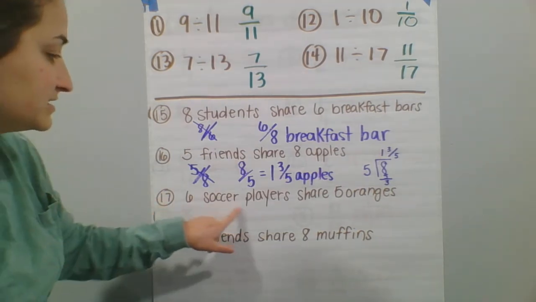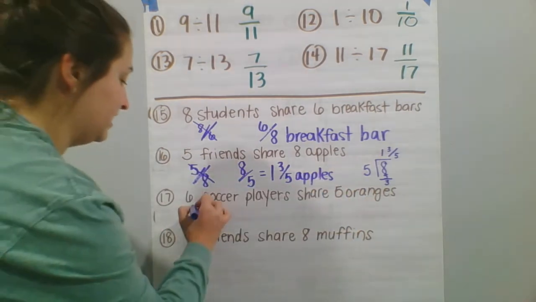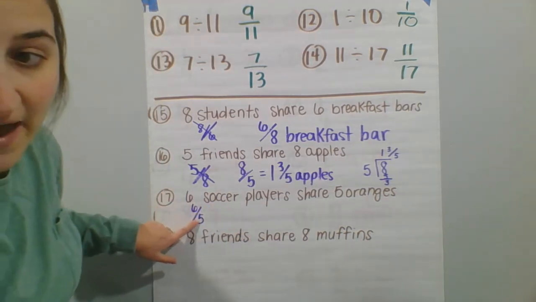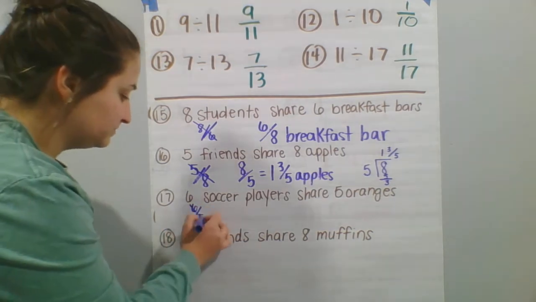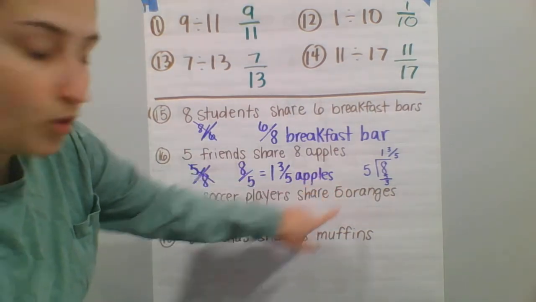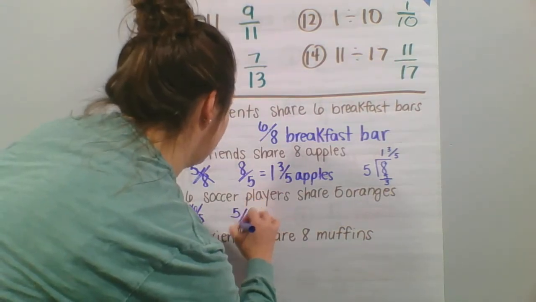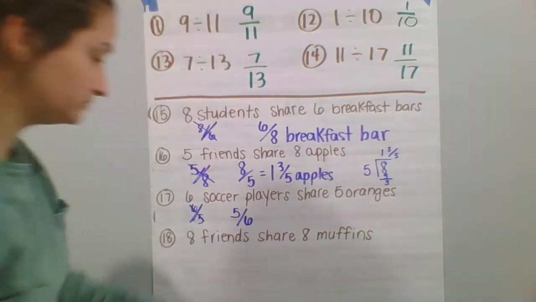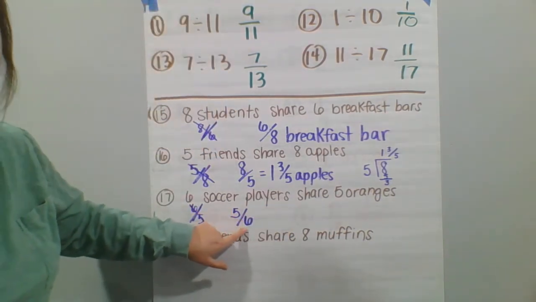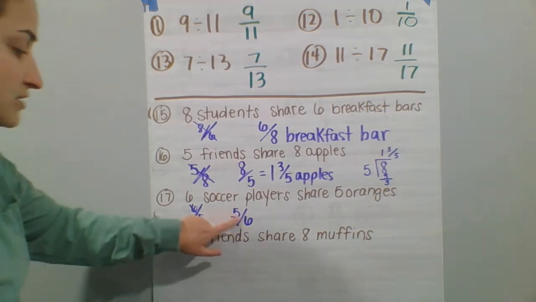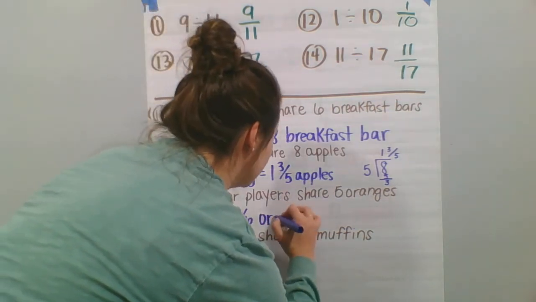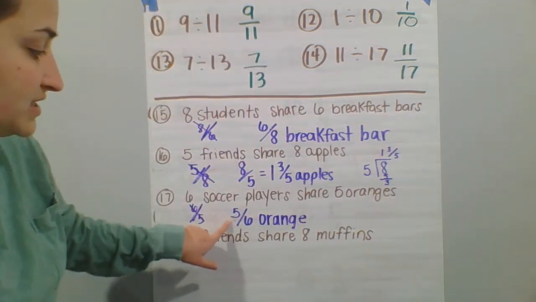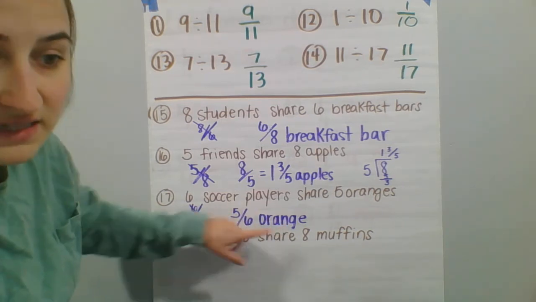Number 17, 6 soccer players sharing 5 oranges. If we do 6/5, that means 6 friends are being divided into 5 apples, which does not make sense. So we want to take our 5 oranges and divide the 5 oranges equally among our 6 friends. So 5/6 would be the amount of oranges that each person is going to get. So they're going to get 5/6 orange, and 5/6 is less than 1, so it's going to be 5/6 orange, or 5/6 of an orange.